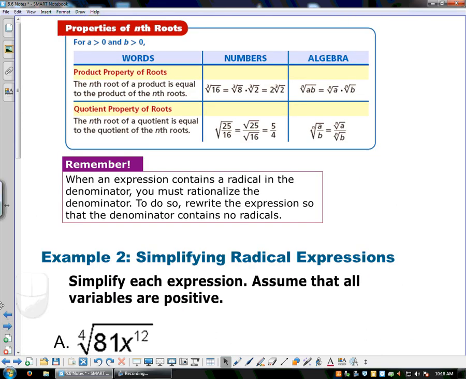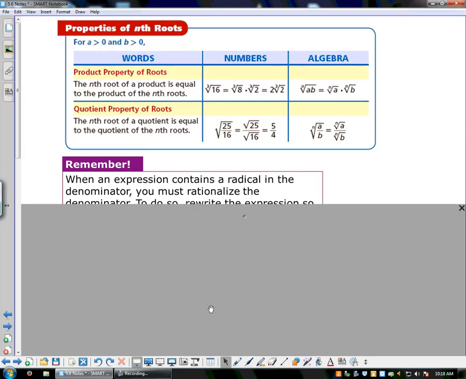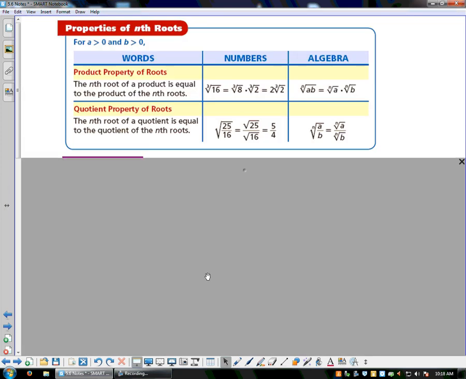Okay, so let's take a look at some properties of nth roots. First of all, there is the product property of roots. For example, the nth root of a product is equal to the product of the nth roots. So if we wanted to evaluate cube root of 16, for example, that's going to be cube root of 8 times cube root of 2, and that's going to equal 2 times the cube root of 2. In algebraic terms, we would say nth root of a times b is equal to the nth root of a times the nth root of b. It's okay to pull those radicals apart.